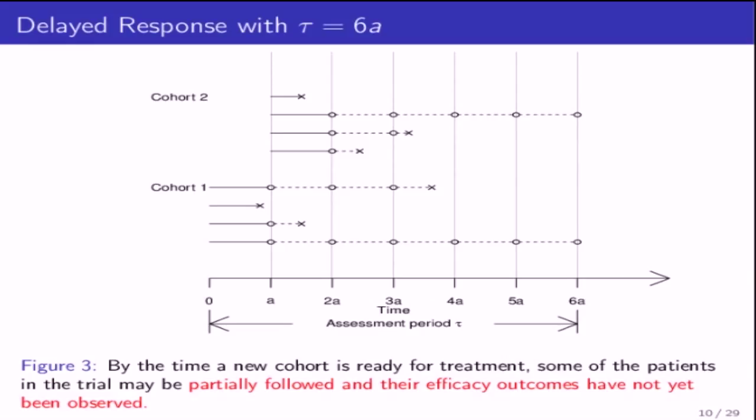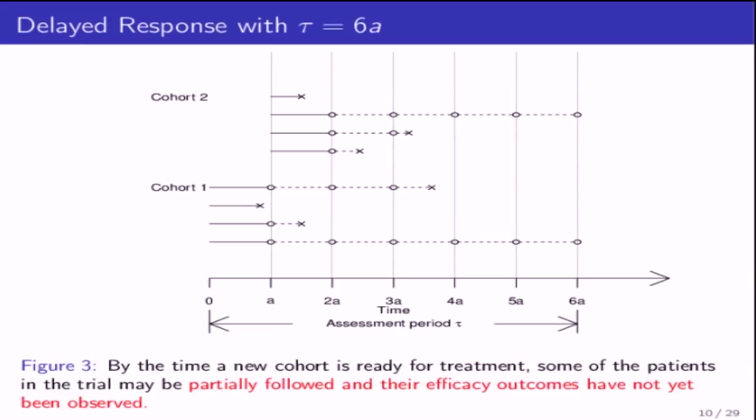clinical trials. Let me show you this plot. Suppose you have an assessment period called TAL. This TAL is the assessment period to evaluate the outcome or the response of the patient. So TAL equals 6A, where A is a curve; let's imagine A equals 1. So every week, one cohort of patients enters the trial.